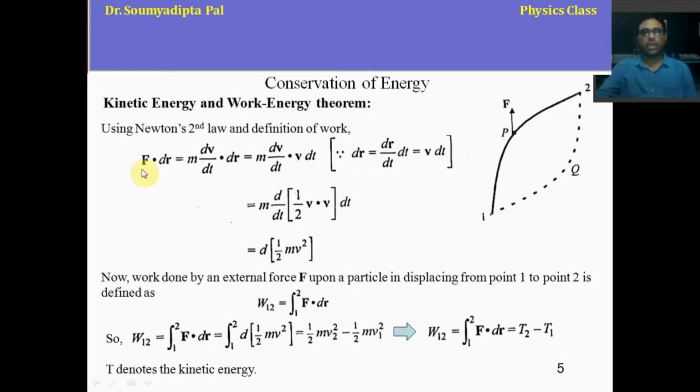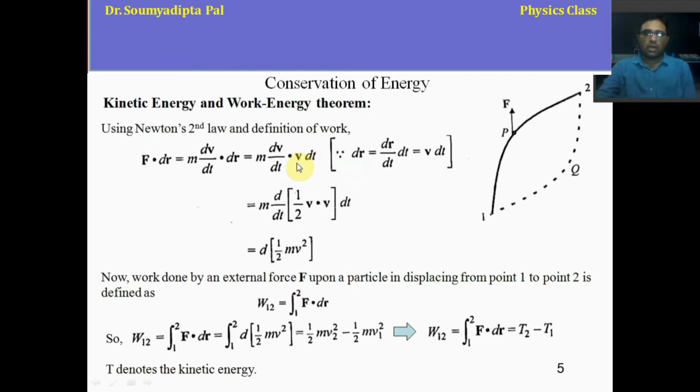Now you know that force is basically mass into dv/dt, the rate of change of linear momentum. So we are putting that here. Then dr is basically v dt, meaning if v is the linear velocity and you multiply with dt time, then in that dt time the particle covers the dr path. So that's why this is v dt.